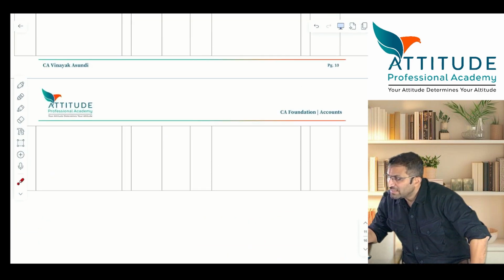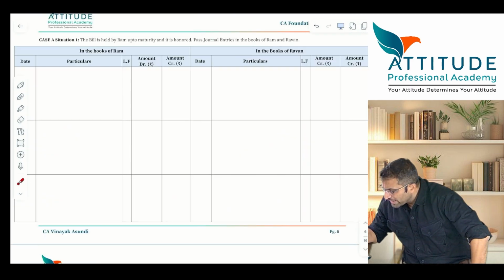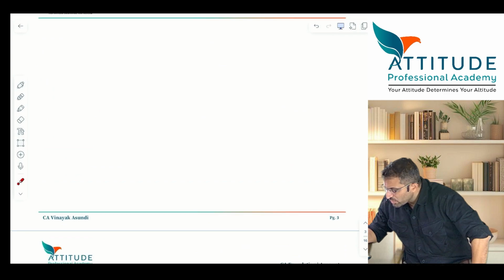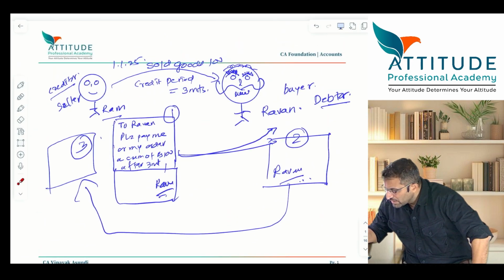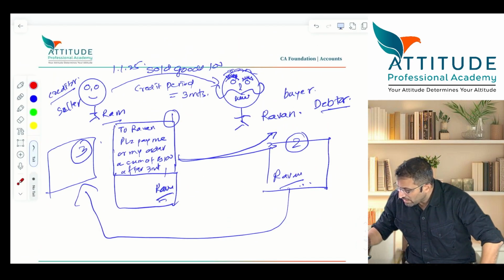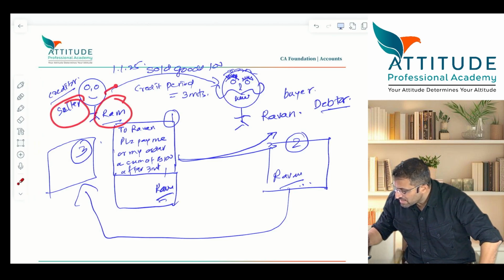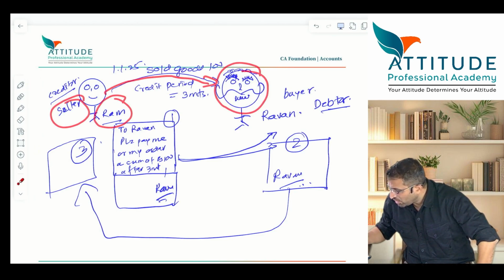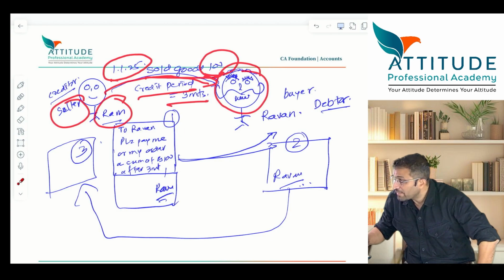Did you understand the story? Then tell me once more, what is the story? Please repeat the story. I'll repeat the story once again for you. First, Ram, the seller, sells the goods to whom? Ravan on credit. Credit period is how many months? 3 months. He has sold it on 1/1/2025 worth rupees 100.